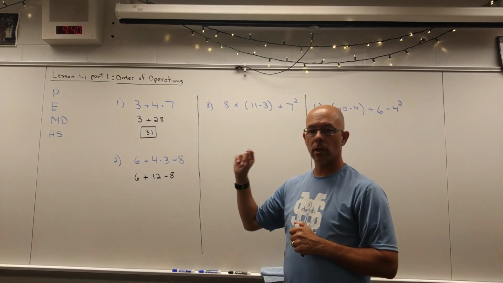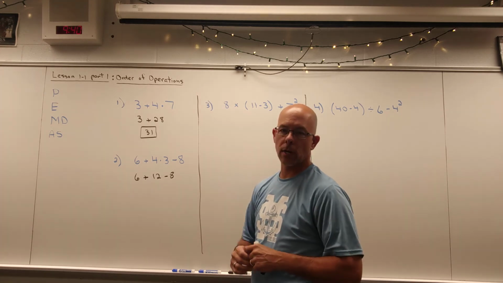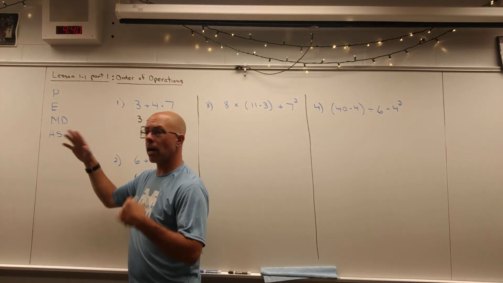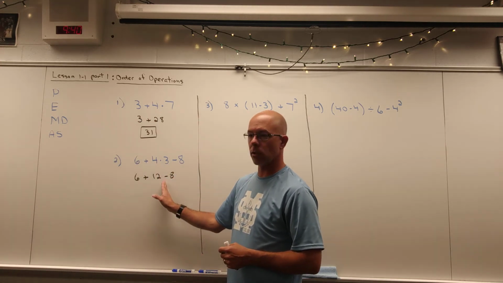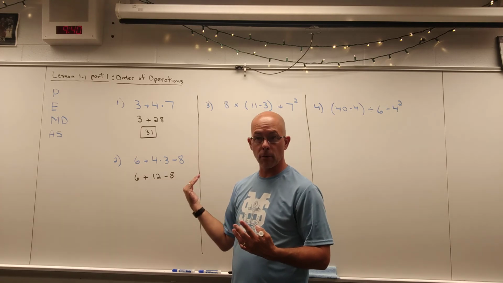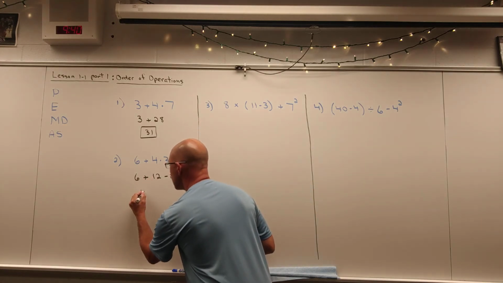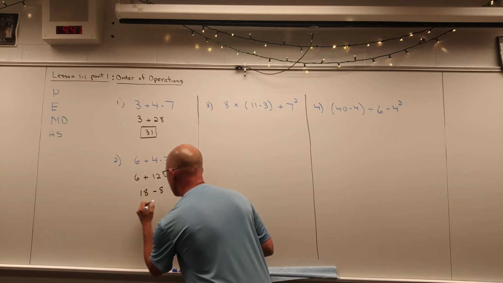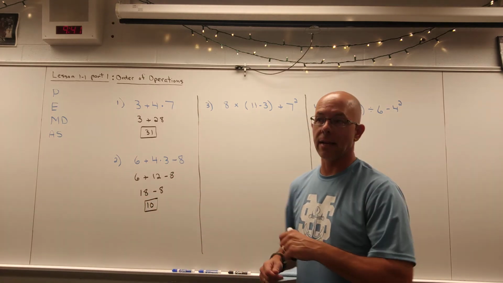Addition and subtraction are equal in when they get done. So when addition and subtraction are in the problem together, you do them left to right. So addition, subtraction, left to right. It just so happens that addition is on the left, subtraction's on the right. So we'll work this problem left to right now. So 6 plus 12 would be 18, minus 8, 18 minus 8, 10. So that's that.